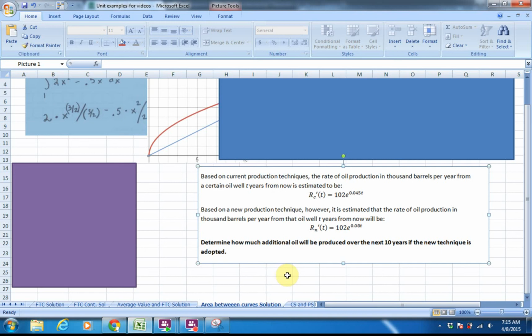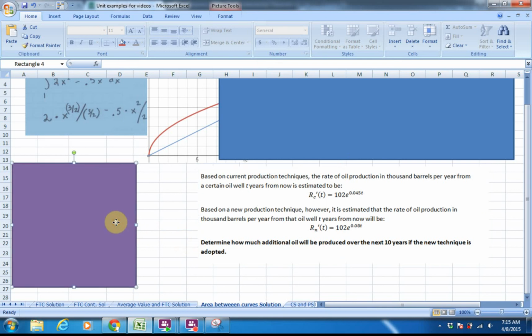My question is, determine how much additional oil will be produced over the next 10 years if the new technique is adopted. What I want you to think about there is, what should the higher limit be and what should the higher curve be? Because the question is implying that the new technique is going to produce more oil, that curve is the curve that we will consider our upper curve. You could go into Desmos and graph this. I didn't for this, but feel free to do that.